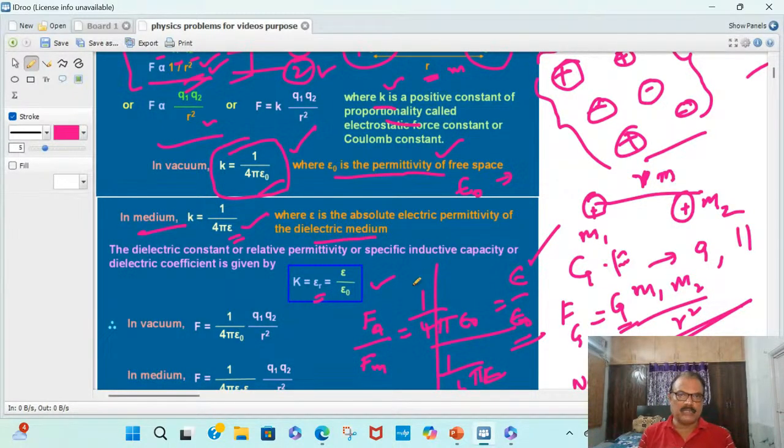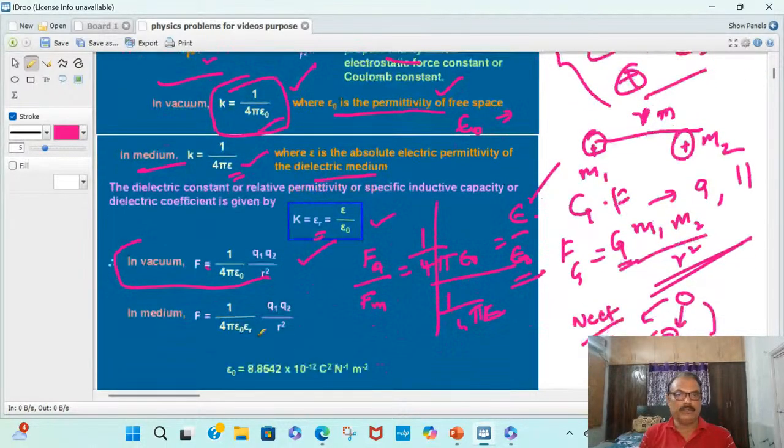You studied permittivity even in chemistry: different permittivities, sodium chloride, and then water. When sodium and chloride, positive and negative charges, are dissolved in water, the force between them reduces by 81 times because of the permittivity. The relative permittivity is so much, so the force gets reduced depending upon the medium. Now finally, what you are going to learn here is this: F is equal to 1 by 4 pi epsilon Q1 Q2 by R square. That is in vacuum. In a medium, it is this.